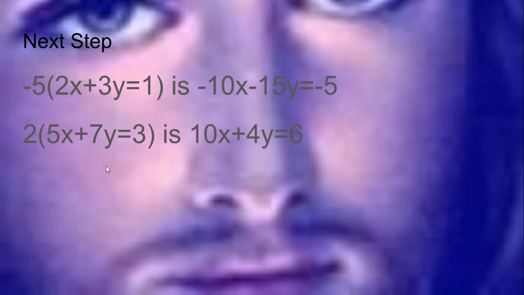Now you add these two together so you can cancel out the negative 10x and the 10x. So you get negative y equals 1 or y equals negative 1, which then you simply substitute into one of the equations as y. So you have here 2x plus 3 times negative 1 equals 1, or 2x minus 3 equals 1.